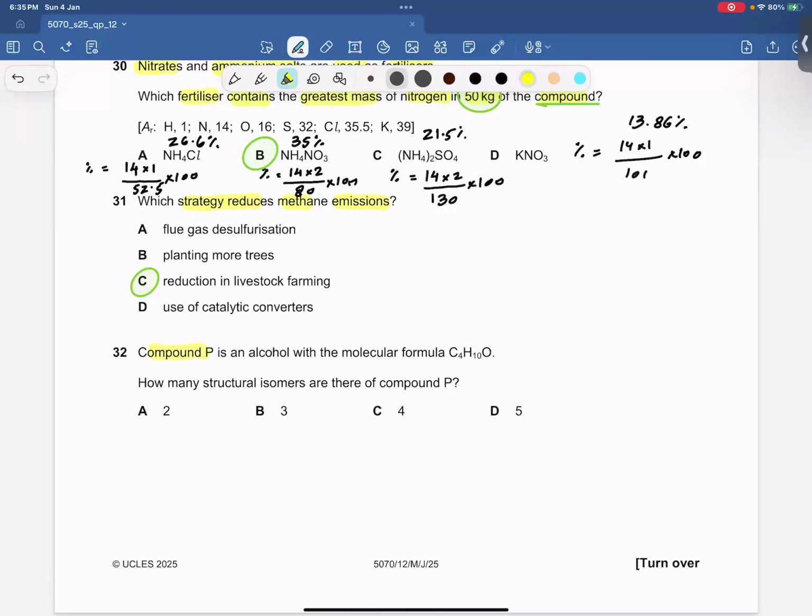Question number 32. Compound P is an alcohol with the formula C4H10O. How many structural isomers are there of compound P? We have done this in class.